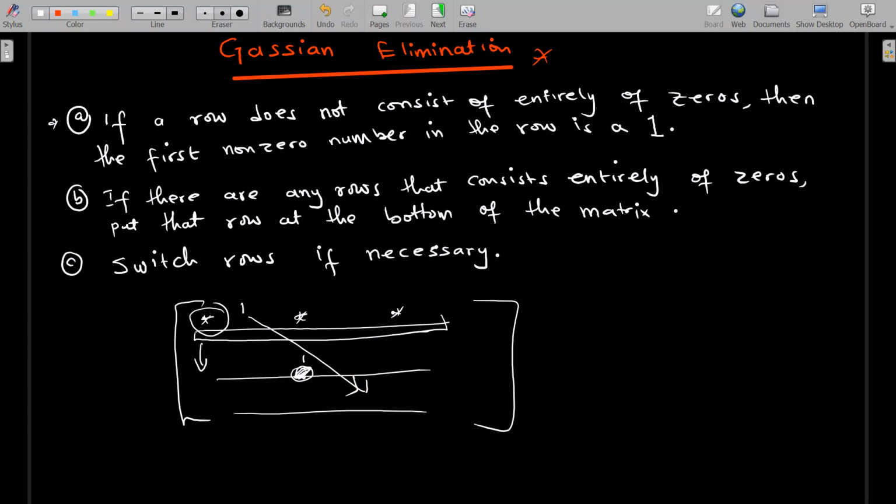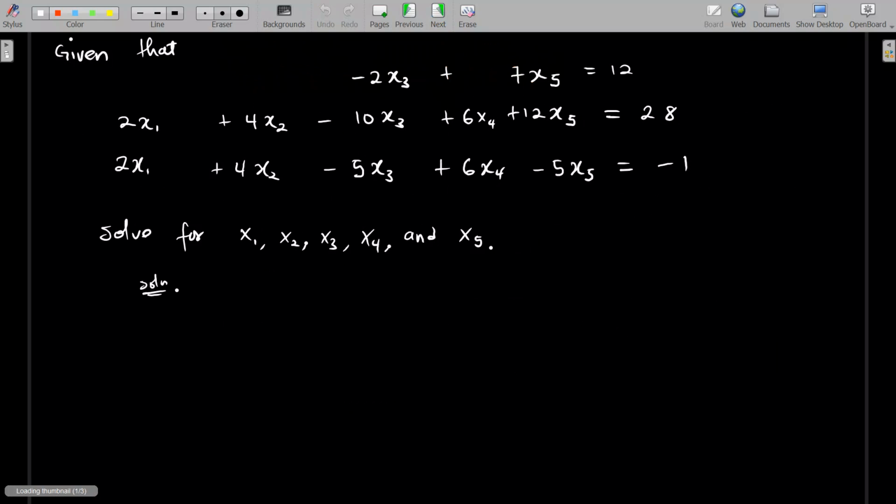If there are any rows that consist entirely of zeros, put that row at the bottom of the matrix. Assuming I have an augmented matrix where the second row has only zeros, and the row below has some values which are not 0, we have to switch these two to make sure the one with all zeros comes at the bottom of the matrix. Switch rows if necessary. So we are applying all that we learned in the elementary row operations here. Now let's pick an example and work through it.